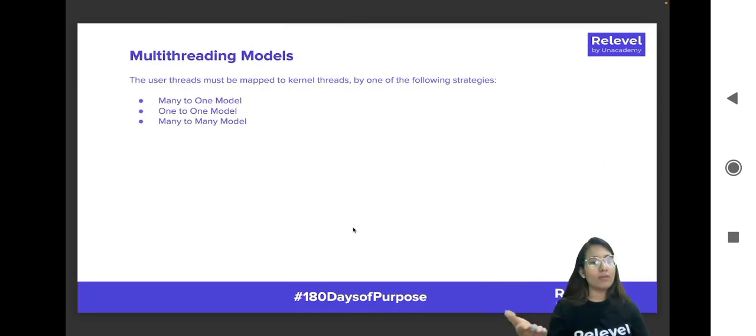When you have a many-to-one model, you are mapping a large number of user threads to a single kernel thread. When you have a one-to-one model, you are mapping one user thread to one kernel thread. And when you have a many-to-many model, a large number of user threads can map to an equal or lesser number of kernel threads. Each of the models has its own advantages and disadvantages. Any systems that implement these models have their own pros and cons that they try to tackle. With this, I hope the entire series on threads is clear to everyone.